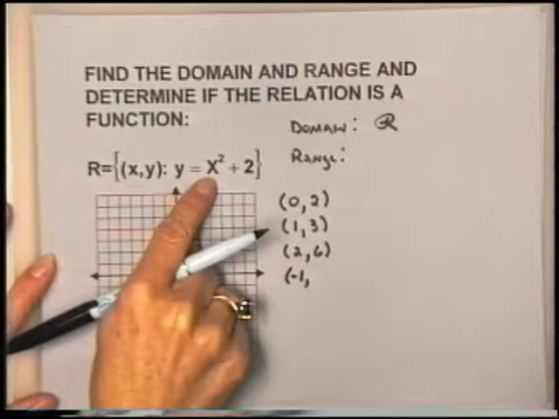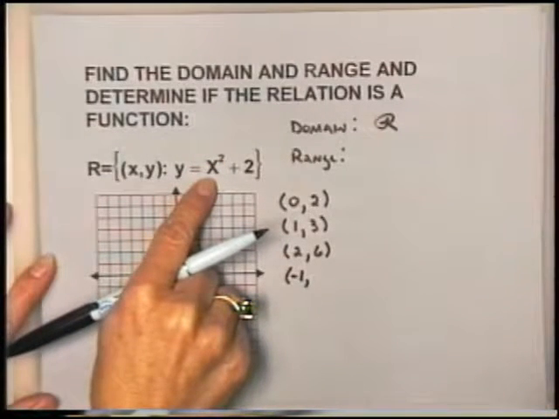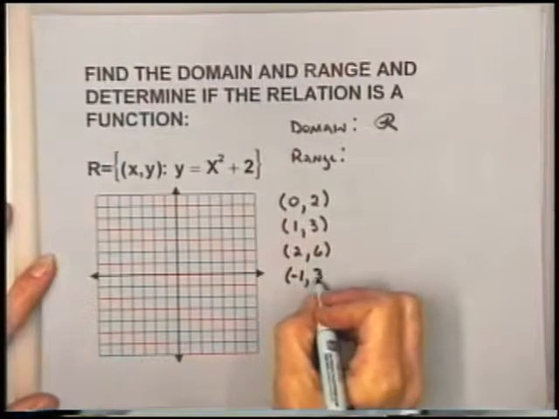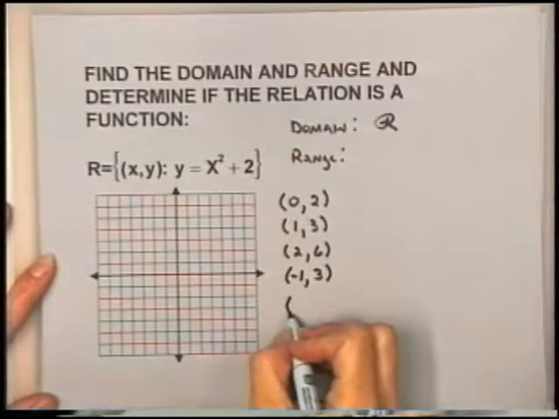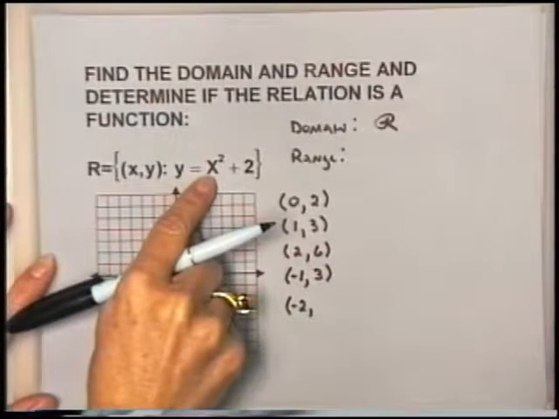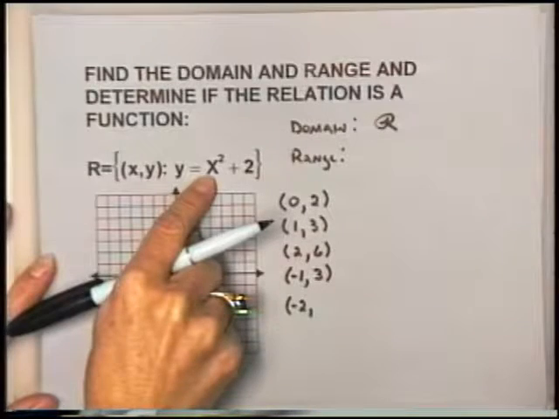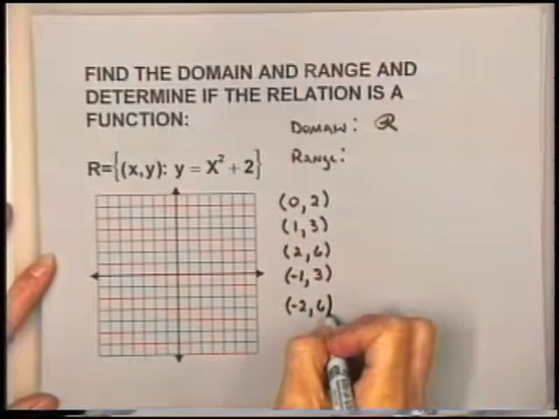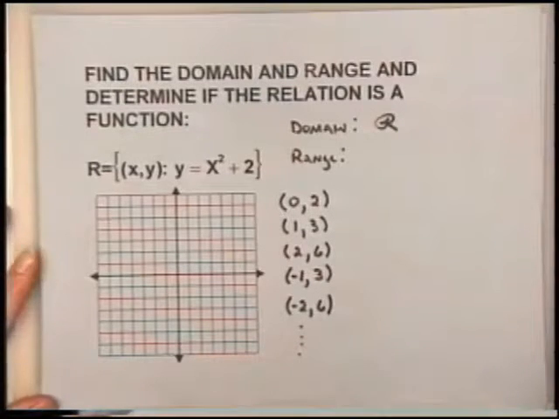What happens when you square -1? Don't you get a positive 1? Positive 1 plus 2 is 3. If x is -2, if you square -2, you get positive 4. 4 plus 2 is 6. We could, of course, continue this. But have you noticed that it will be impossible for us to get a negative answer for y?